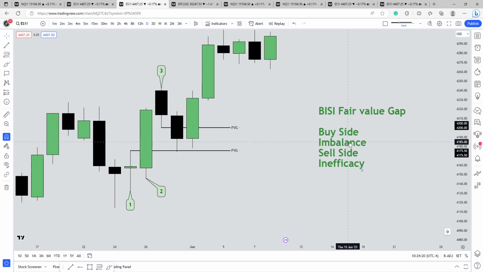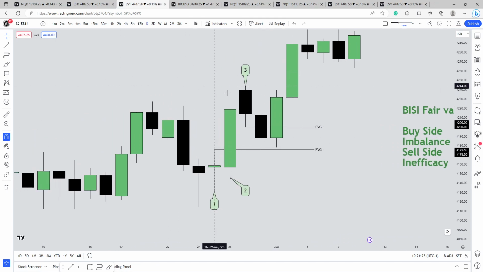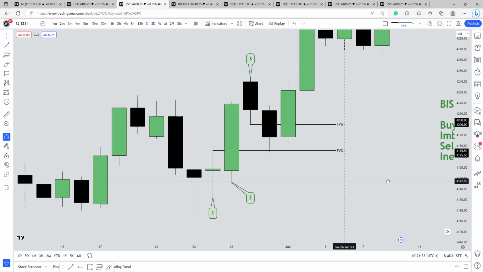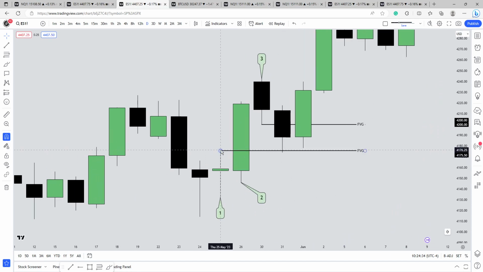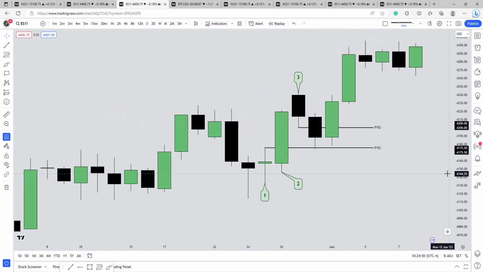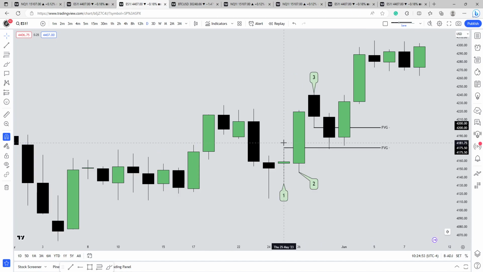So what a BISI fair value gap is, it's a buy side imbalance, sell side inefficiency, because it creates an imbalance here, right? It's only delivering to buy side here, and it's inefficient in sell side delivery. So see how between this area of candle number 1 to candle number 3, we only get this big green area. This is creating an imbalance in the delivery of price action because it's only moving up here. It's failing to move down. It did not offer sell side. So if you're confused, I'm pretty sure if you just stick along, you'll understand it a little bit more.